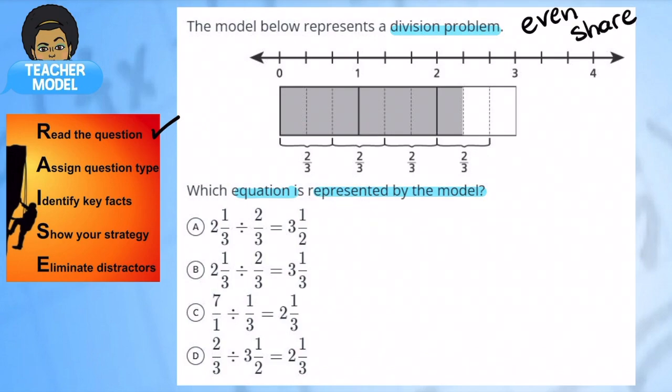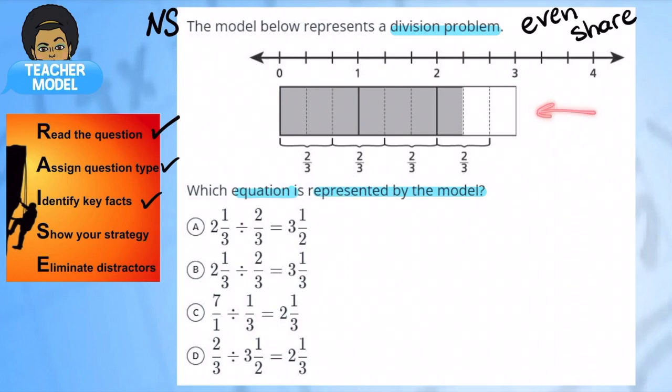Let's assign the question type. And this has to do with division, so this is absolutely an NS question, a number sense question. And we're in a number sense unit, so that makes a lot of sense. Identifying the key facts. Now, most of the facts aren't even in words, they're actually in the picture. And so you have to look really carefully to think, what is the picture representing?